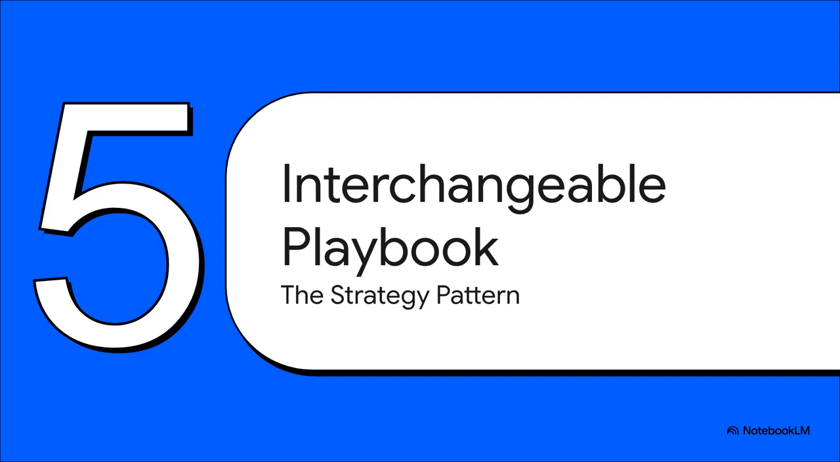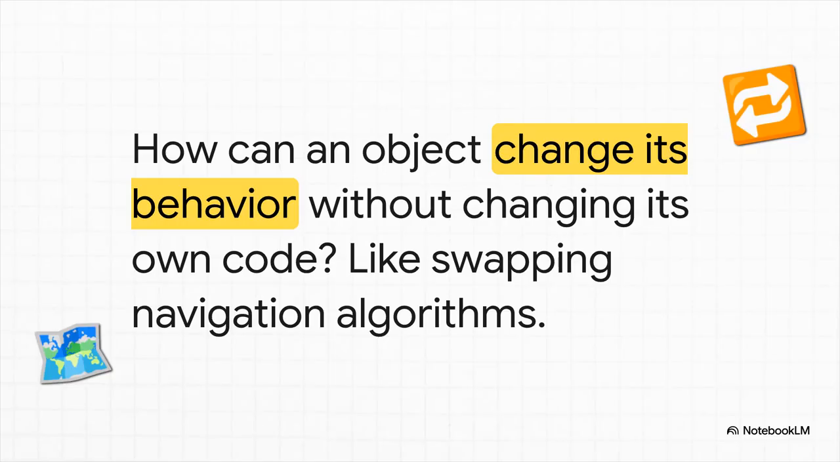Okay, for our final pattern, let's talk about a situation where an object needs to do a job, but the exact way it does that job needs to be flexible. It needs to be able to change on the fly. Let's use a navigation app as an example. Its main job is to calculate a route. But should it find the fastest route, the shortest one, or maybe the route that avoids all the tolls? The core task is the same, calculate a route, but the algorithm, the playbook it uses, needs to be swappable.